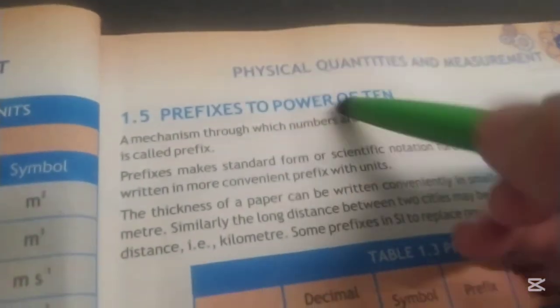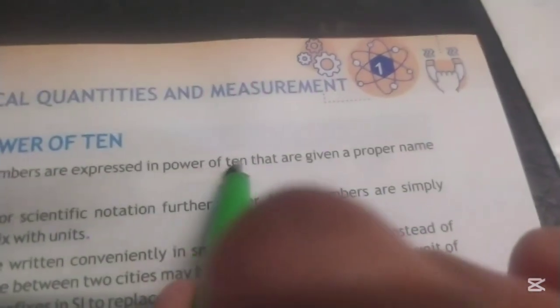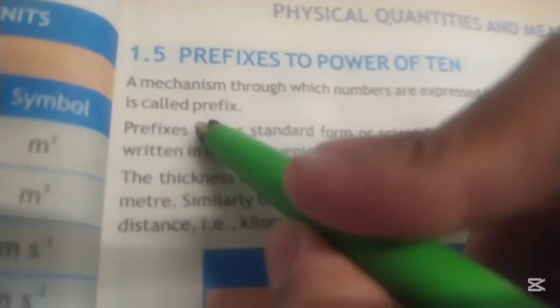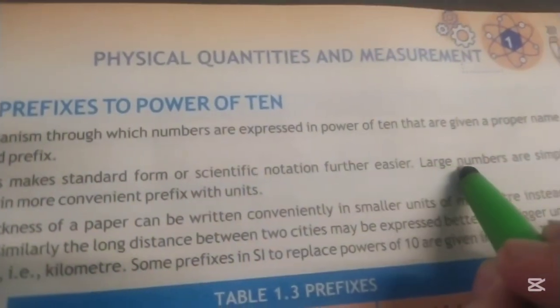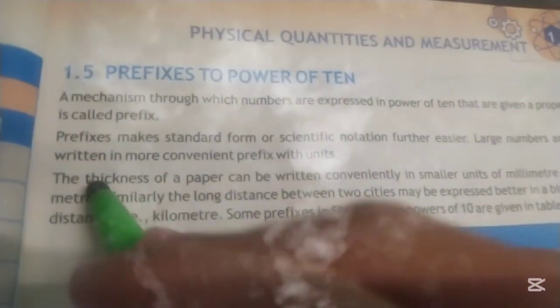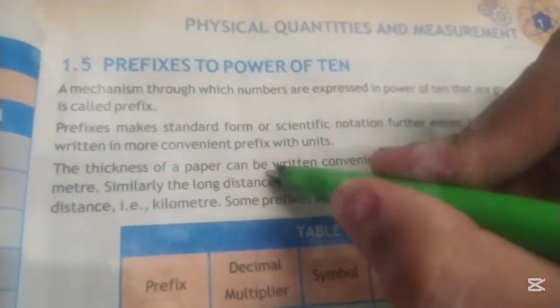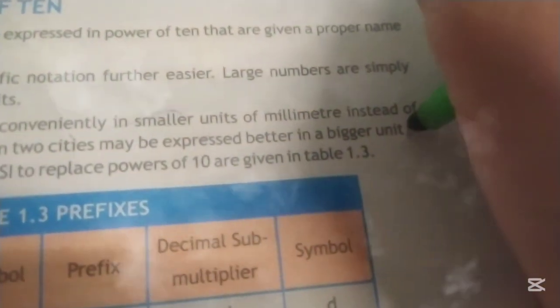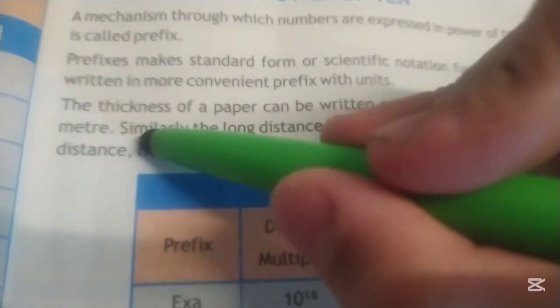1.5 Prefixes to power of 10. A mechanism through which numbers are expressed in powers of 10 that are given a proper name is called a prefix. Prefixes make standard form or scientific notation further easier. Large numbers are simply written in a more convenient prefix with units. The thickness of a paper can be written conveniently in smaller units of millimeter instead of meter.